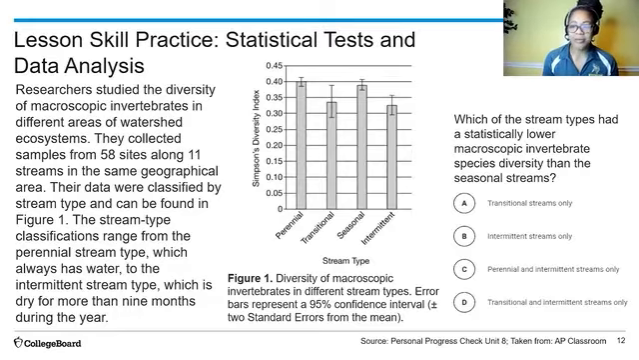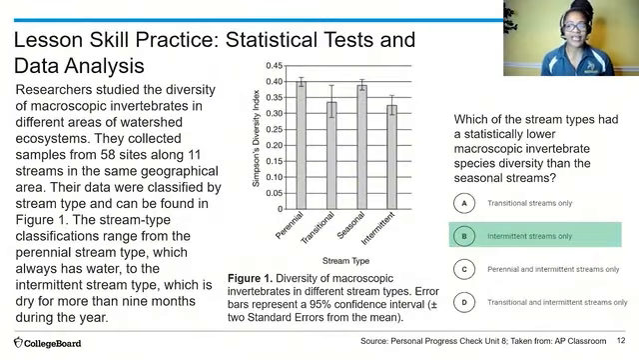All righty, welcome back. And your answer should be B. If we understand how to analyze error bars as it relates to statistical difference, we should understand that any overlap in the error bars means that there is no statistical difference.